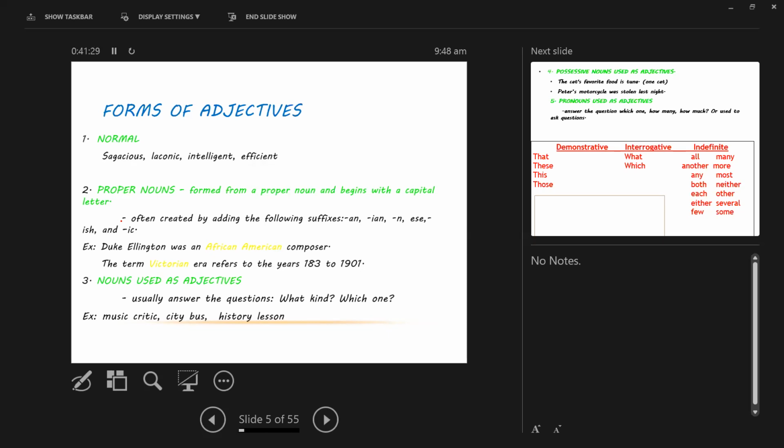Because there's a lot of confusion going on. A lot of confusion can happen if you use the wrong adjective. Okay, so usually they answer the questions what kind, which one. All right. Have you finished your homework? No, I still have to finish my math homework. But I'm done with my history homework.